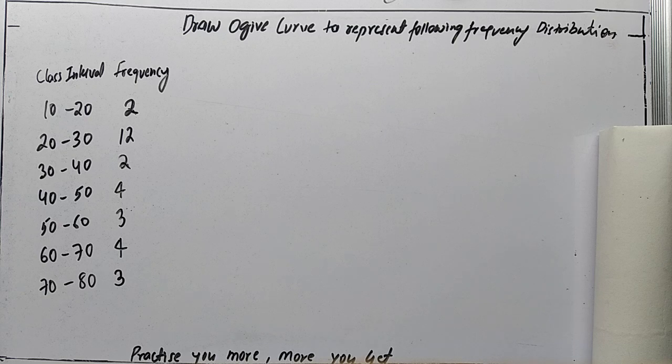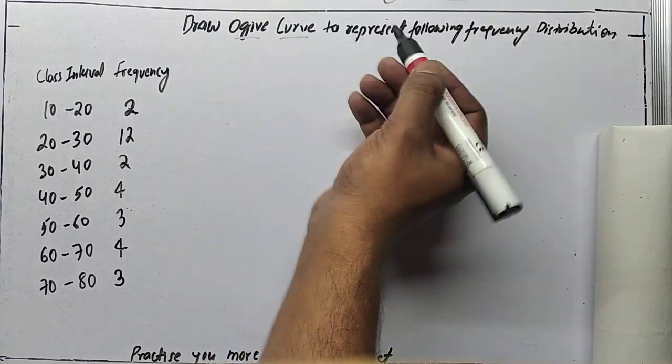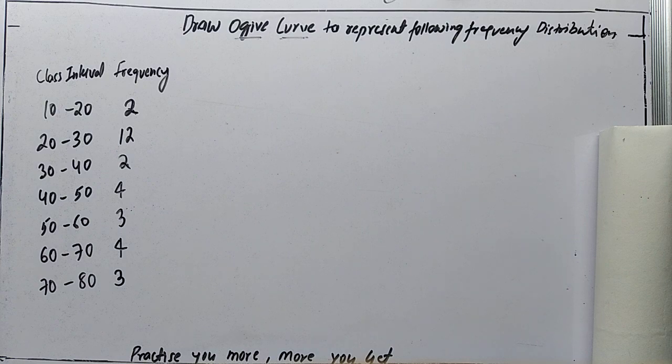Okay, hi everyone. So in this video I will be explaining how to draw an Ogee curve for a given cumulative frequency or a frequency distribution. This is an important question, and most of the time they will be asking it for 4 marks. Okay, 4 marks. So we will start.